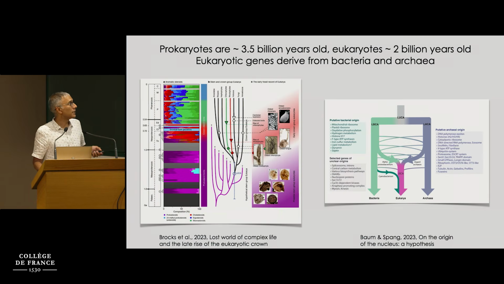So what do we know now? We know that prokaryotes are older. This is just from looking at fossils. And eukaryotes are younger. So in some sense, eukaryotes, maybe they came from prokaryotes, but how?